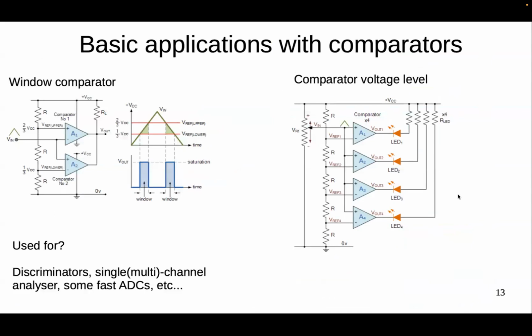Okay, so also we can combine these comparators to create some more elaborate circuits. For example, we have this window comparator, which we can create. We have two reference levels that we can choose to select one specific range of amplitude or voltage input.